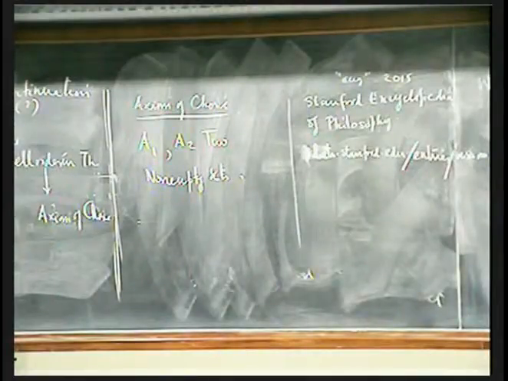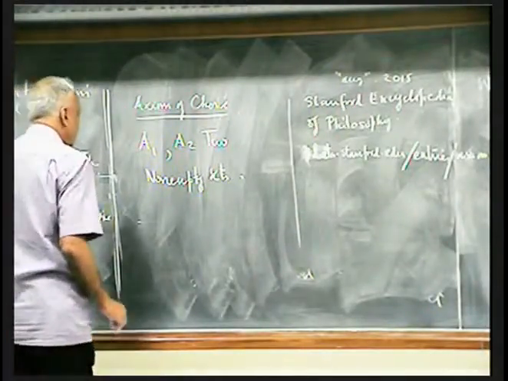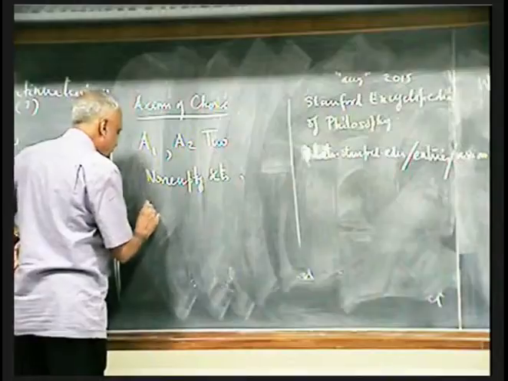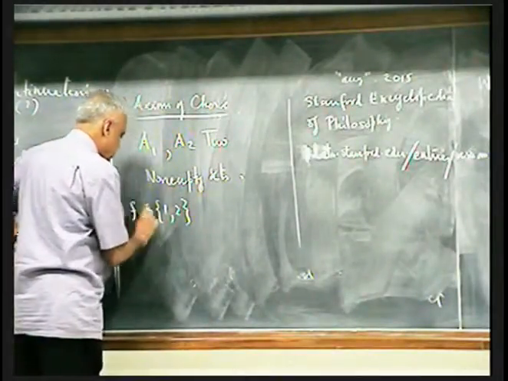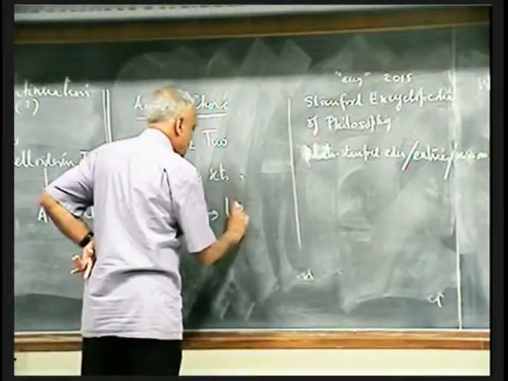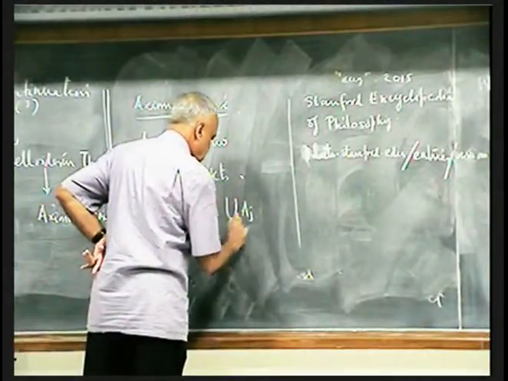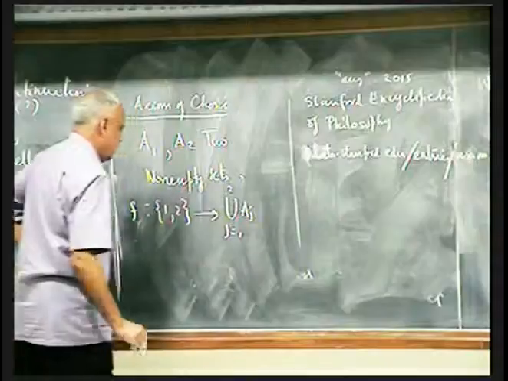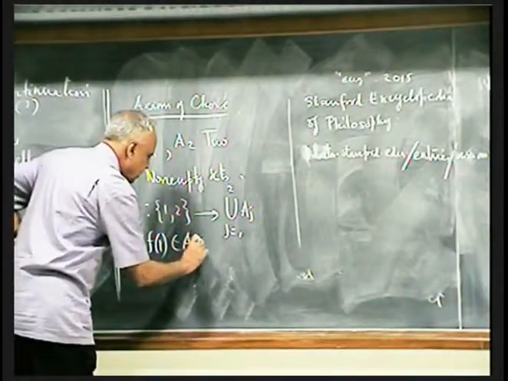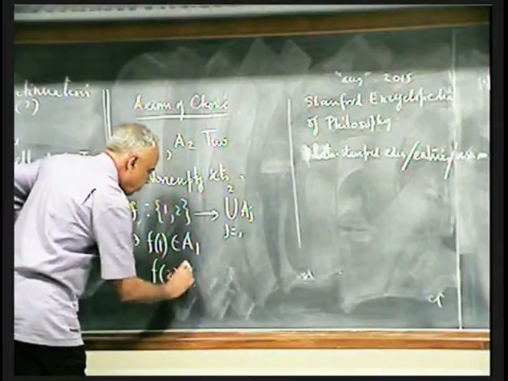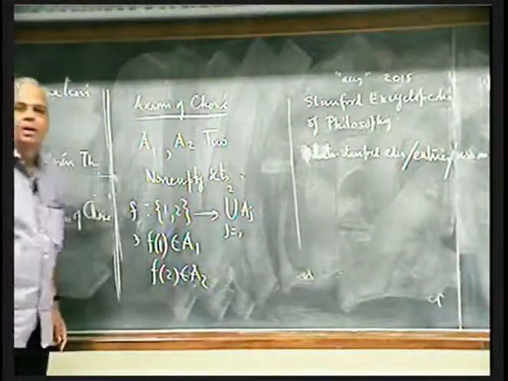In other words, what I want to do is take a function from this to the union such that F1 is a representative from A1, F2 is a representative from A2.